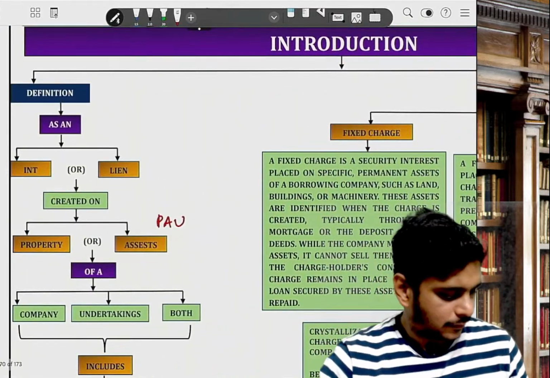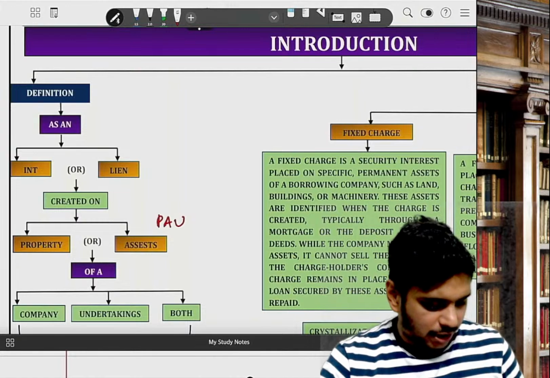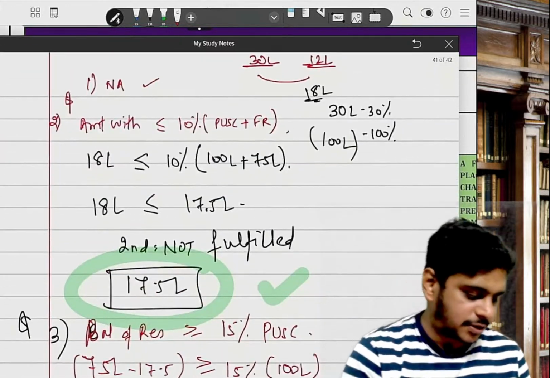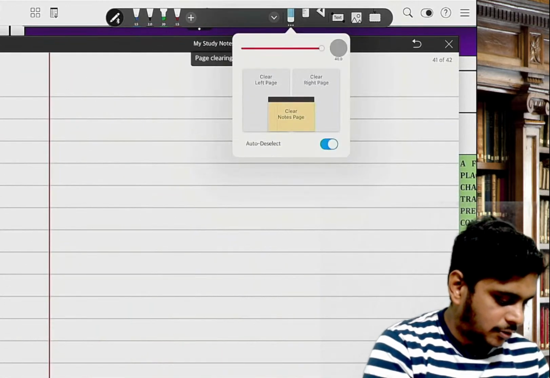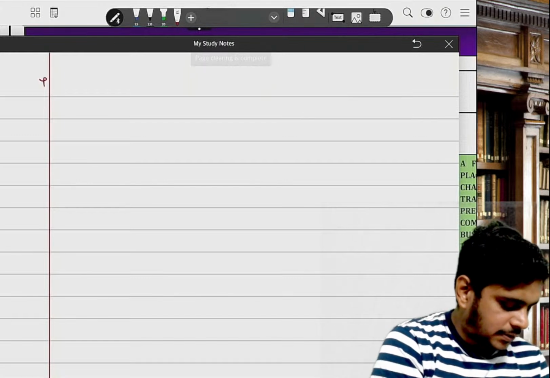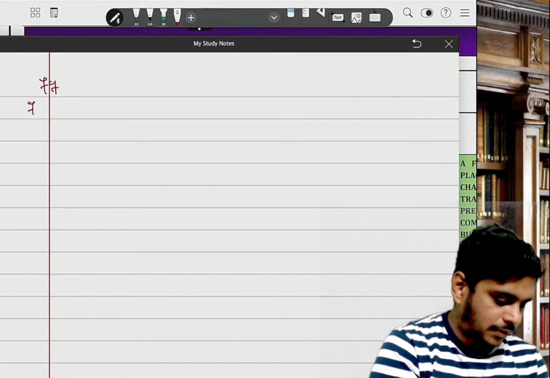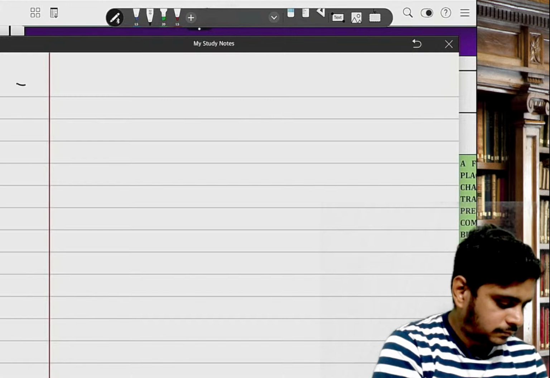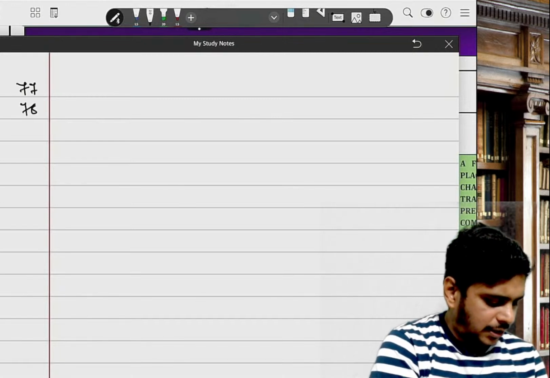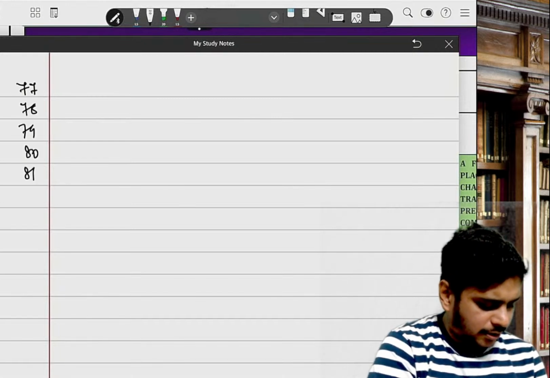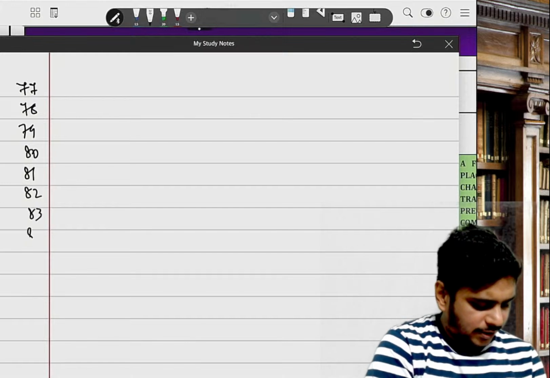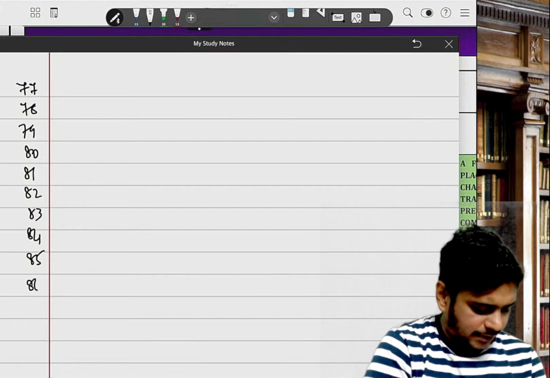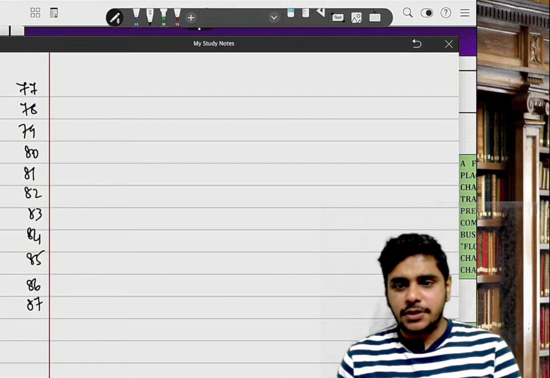Now, let's quickly recall the charges chapter. Let's try to finish this chapter. So if you remember, the section numbers were 77, 78, 79, 80, 81, 82, 83, 84, 85, 86, 87. These were the sections.